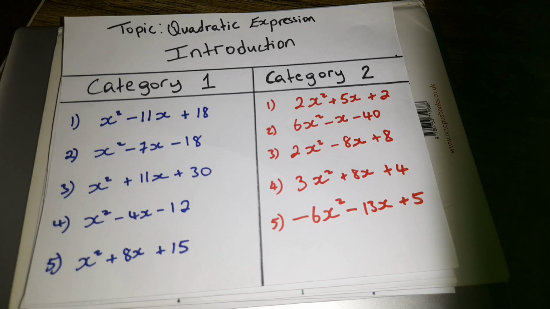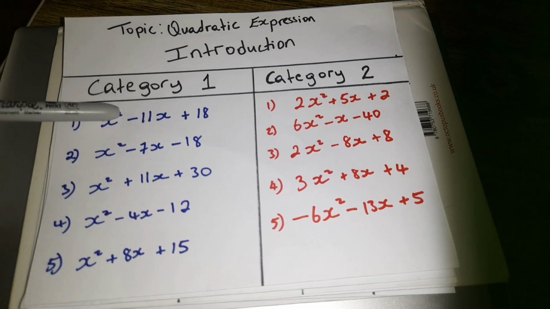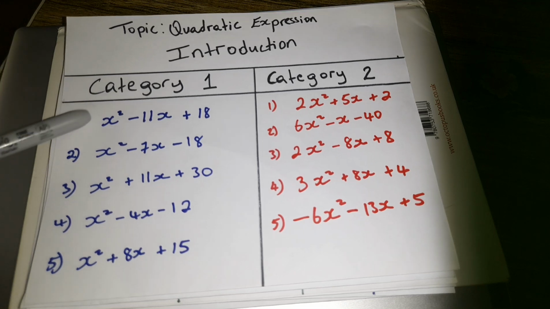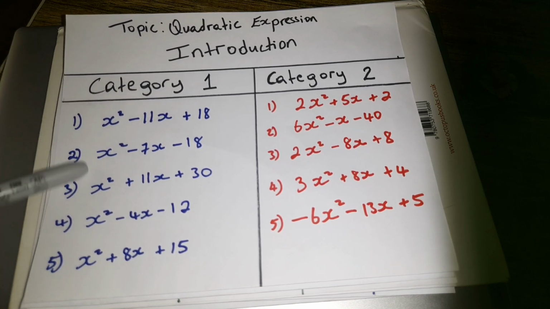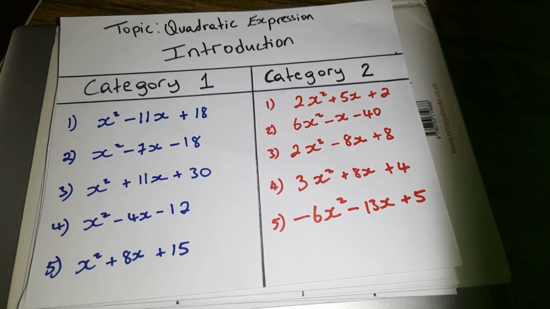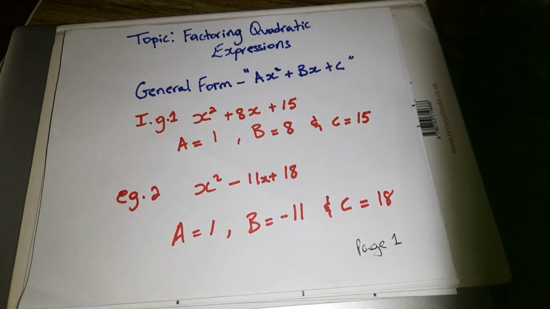For category 1 questions, look at the x squared term. Notice what you notice between the two. For category 1, the x squared terms are all 1. See there, 1, 1, 1. That is the coefficient, the number before the x squared term, which is 1. But for category 2, what do you notice? The coefficient for the x squared term is greater than 1: 2, 6, 3, 5, 10. It can be any number greater than 1. So what we'll be focusing on is basically category 1. Category 2 we'll do in another video, okay?